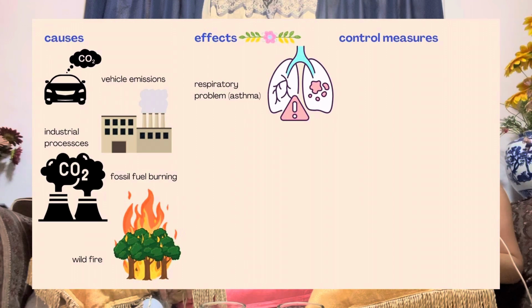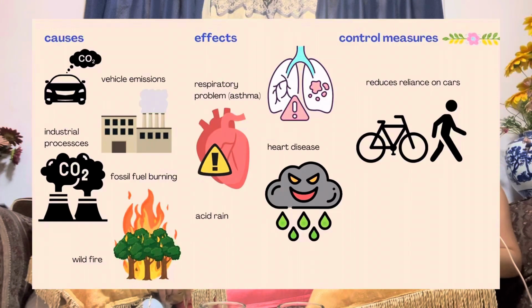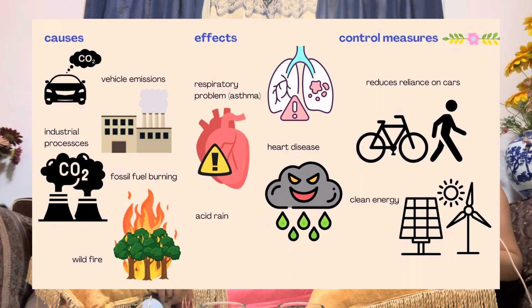And for its effects, we have respiratory problems such as asthma, heart diseases, and acid rain. So for the control measures, first we have to reduce reliance on cars. Next, we have to use clean energy. So for the next kind of pollutant, we have water pollution.